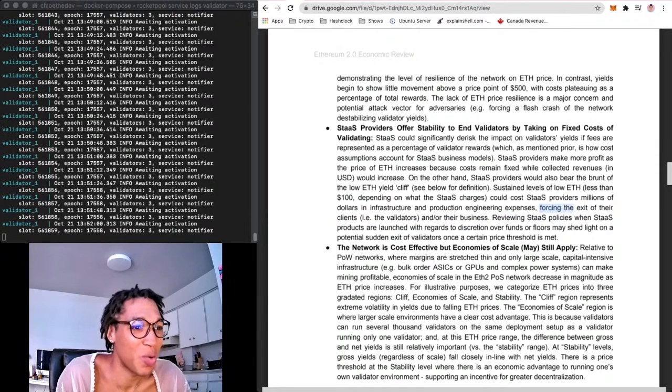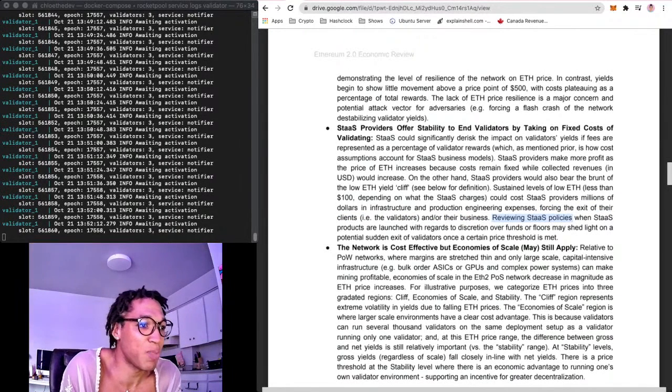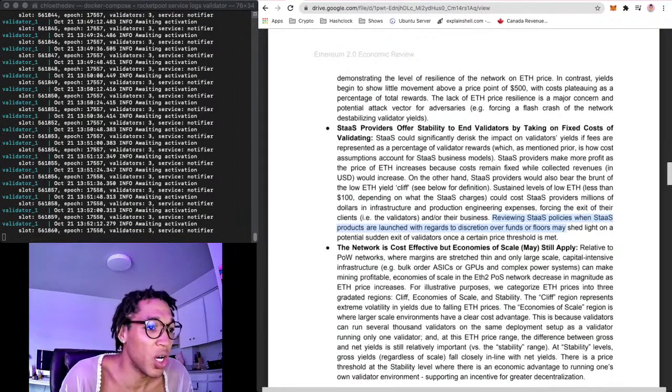So, how does that work? Forcing the exit of their clients, i.e. the validators and or their business. Reviewing STaaS policies when STaaS products are launched with regards.